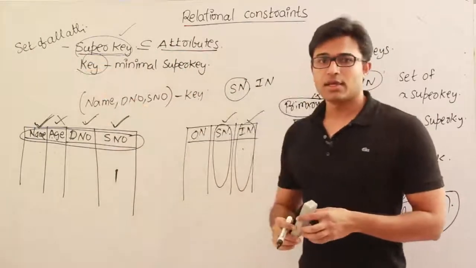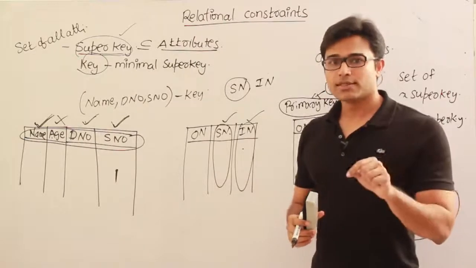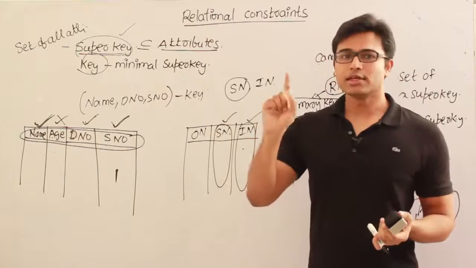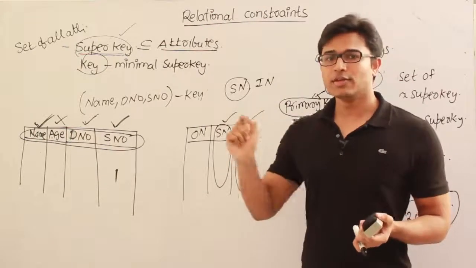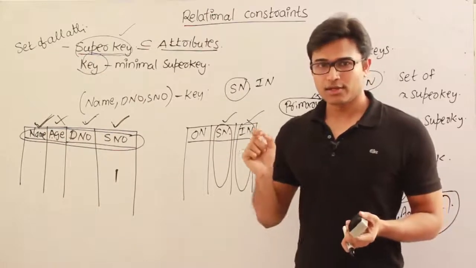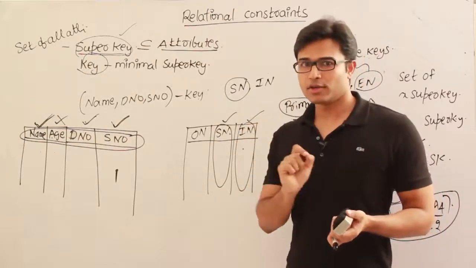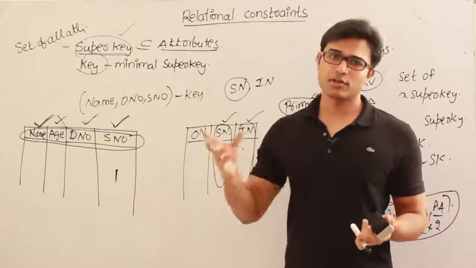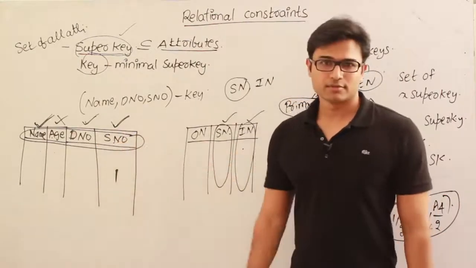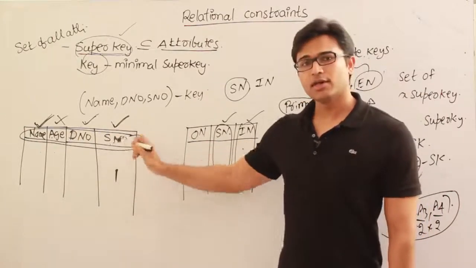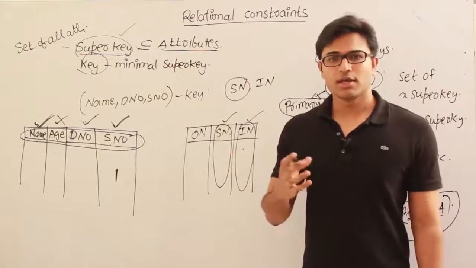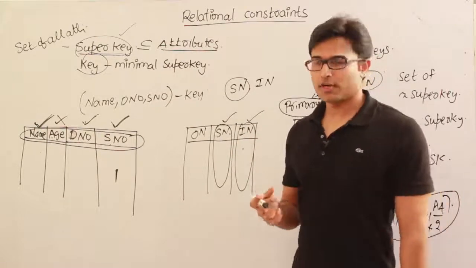One more thing: when I say minimize, or minimal, it does not necessarily mean that the key is going to be one attribute. Even a key might contain more than one attribute, like in this case, door number, street number and serial number. You might not be able to use only one particular attribute to identify it; you might need more than one attribute.